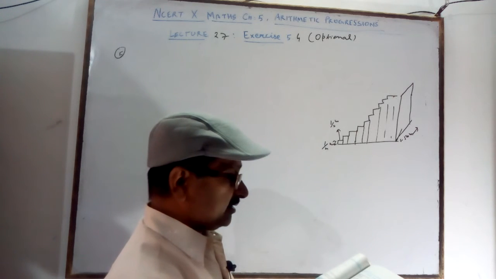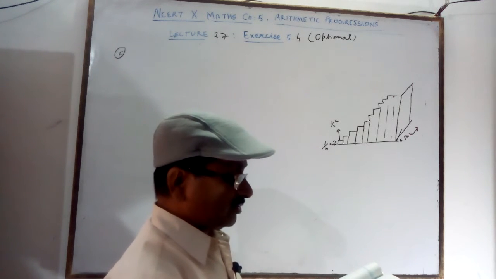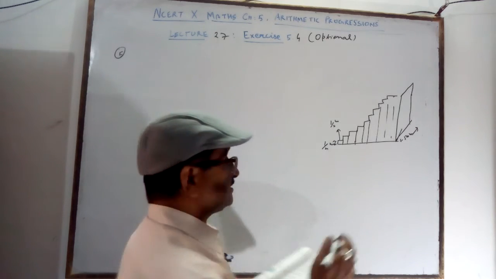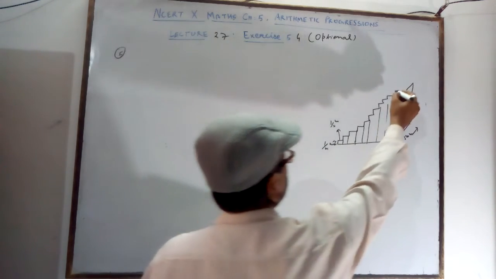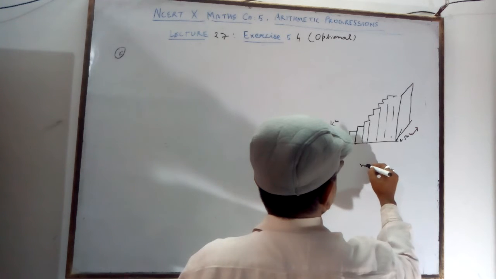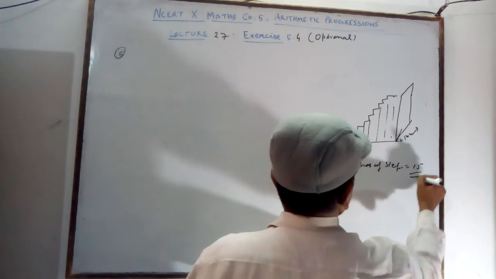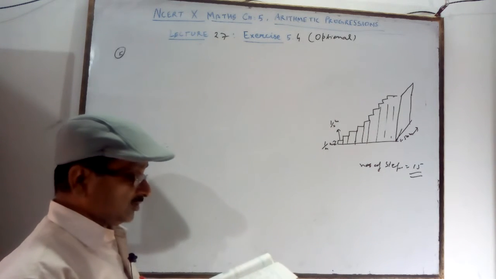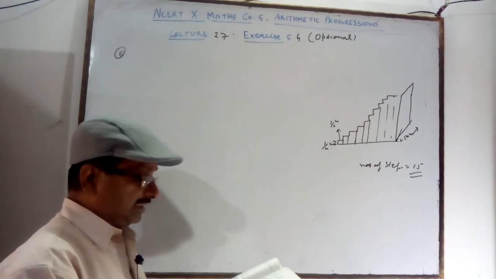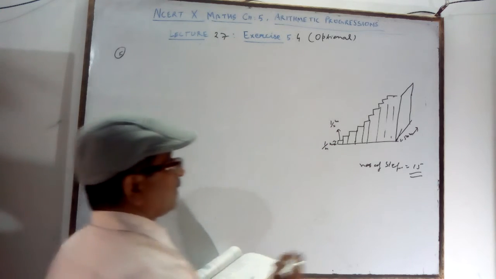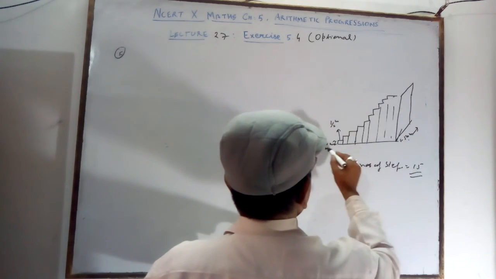So a small terrace at the football ground comprises 15 steps. How many steps? 1, 2, 3 up to 15. The number of steps is given as 15. Very important thing. And how much mortar do you want to make this? Length, breadth and height.